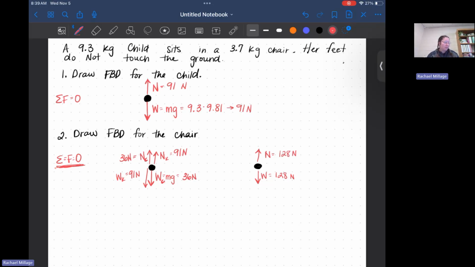We know from the problem that there are not going to be any forces in the x direction. If you add 91 and 36, it gives you 127. We're 1 newton off because of a rounding error. These are both the same solution.